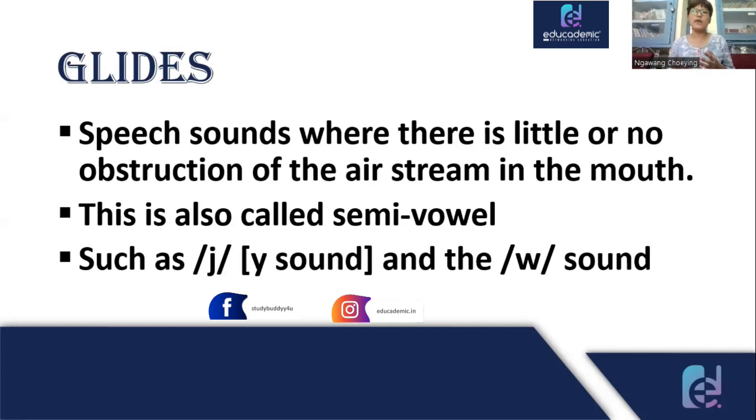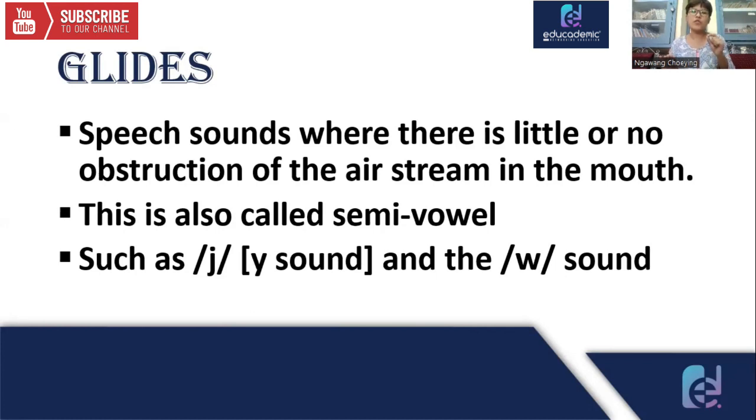When we produce these sounds, y and w, we see that there is little obstruction, or we can say there is no obstruction at all. In the glide sounds there is very little obstruction. Your yeah and work sounds are somewhat like a vowel sound. So yeah and work are also considered semi-vowels.